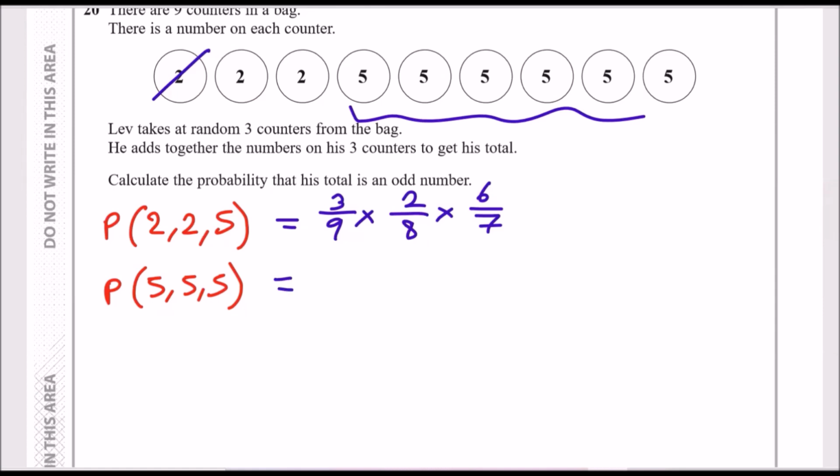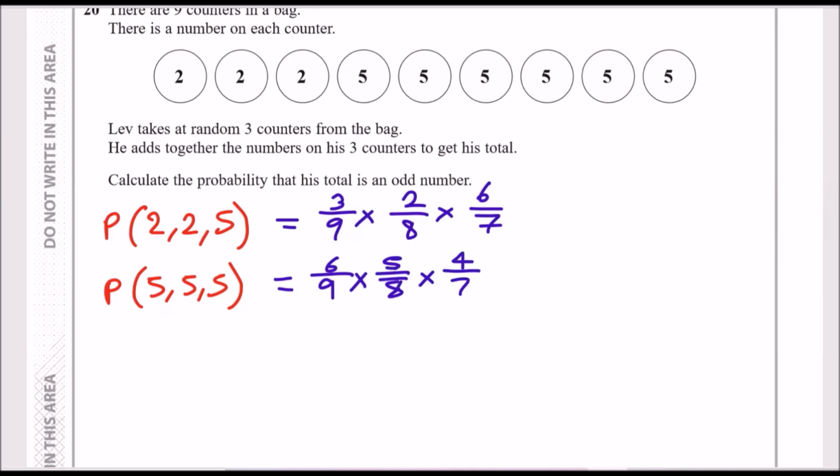And you do the same for 5s. So again, we ask ourselves, what is the probability of taking a 5 first? So you've got 9 counters, and you've got 6 of them. So 6 out of 9. Probability of taking another 5 is going to be 5 out of 8. And probability of taking, what is it, a third 5 would be 4 out of 7. Okay, because that's how many you've got left. And yeah, that's it, guys. We just work them out and we get a result.